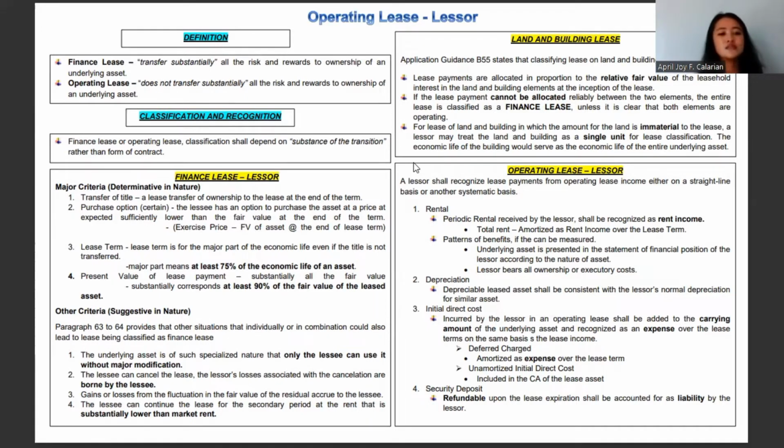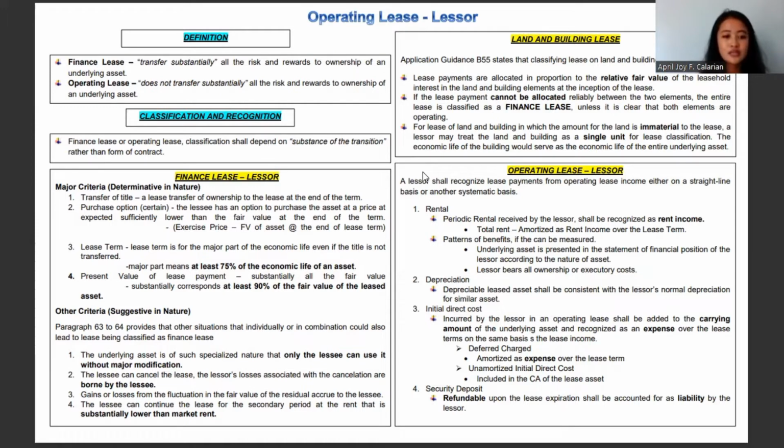We also have suggestive in nature, which is the other criteria under paragraphs 63 to 64, which states that first, only the lessee can use it without major modification. Second, the lessee can cancel the lease, but the lessor's losses associated with the cancellation will be borne by the lessee.